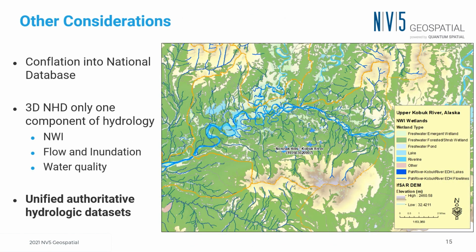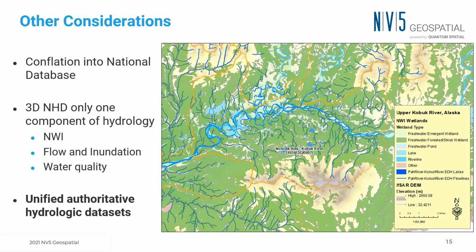And then one of the final things to consider is that the NHD is just one component of the hydrologic landscape. The National Wetlands Inventory is another one, and they even have overlapping features. USGS and Fish and Wildlife, NRCS and FEMA are really starting to have conversations about how to unify these data sets and how to build a single authoritative picture of hydrology for planning and tracking purposes.